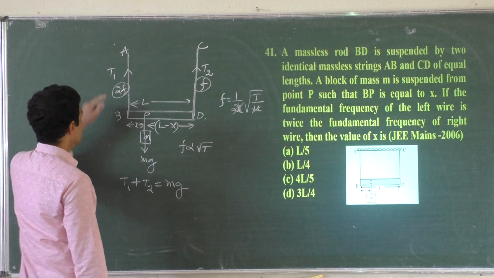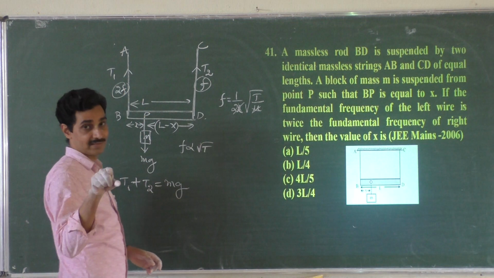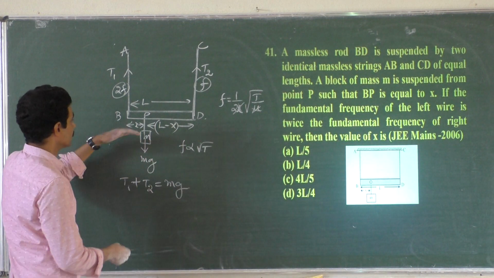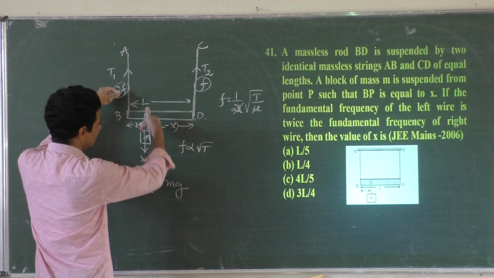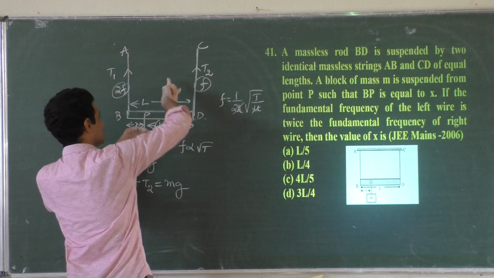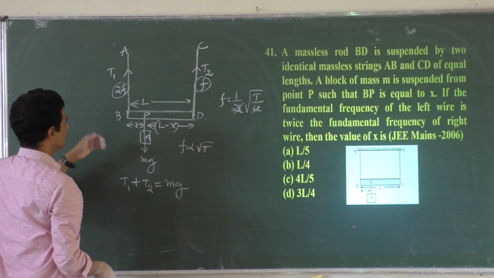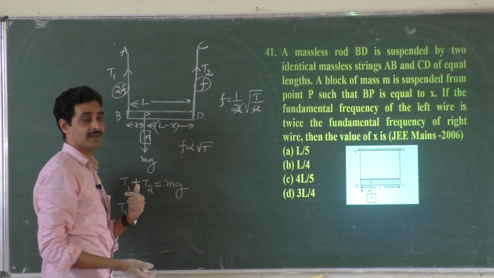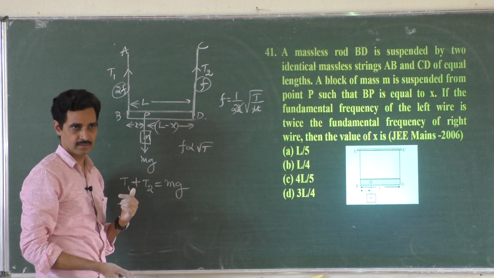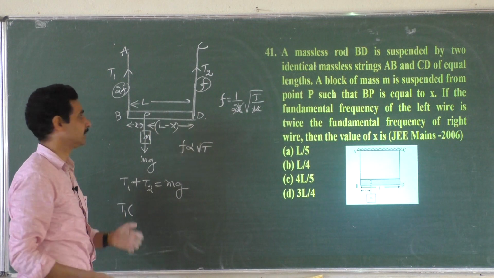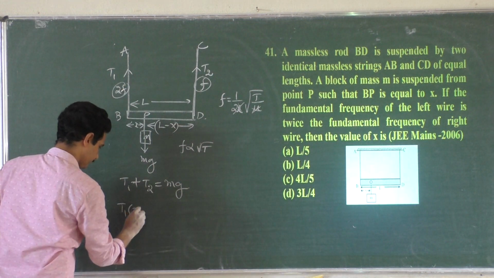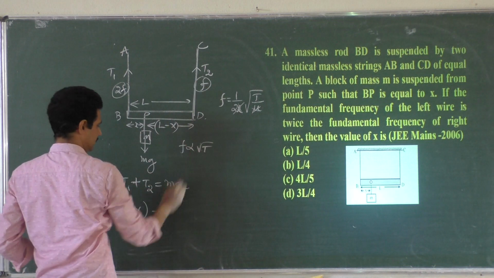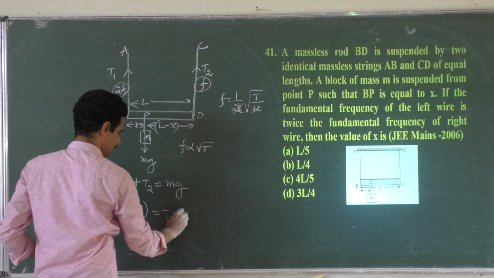What do you mean by that? You apply the law of moments, right? The rotational torque is 0. This is trying to pull it up by turning it like this, and this is trying to pull it turning the other way. The net torque should be 0. That means T1 into its moment, force into perpendicular distance, moment of force, torque. Torque is moment of force. Moment means perpendicular distance. T1 into x must be balanced by T2 into L minus x, because there is no rotational motion.